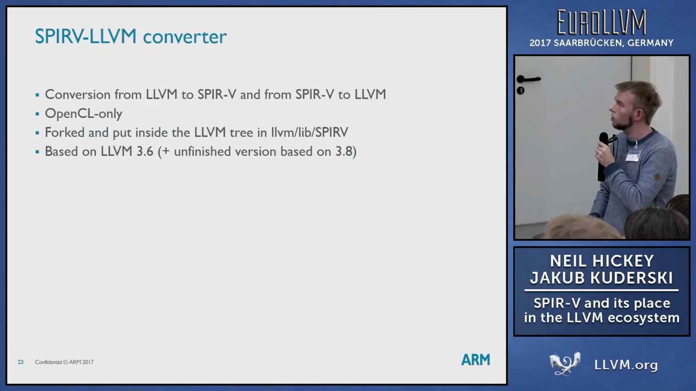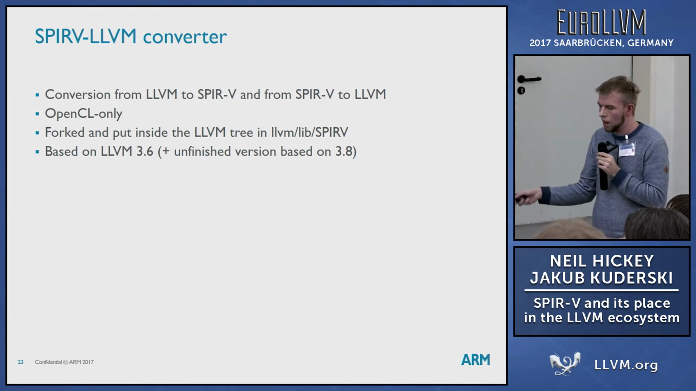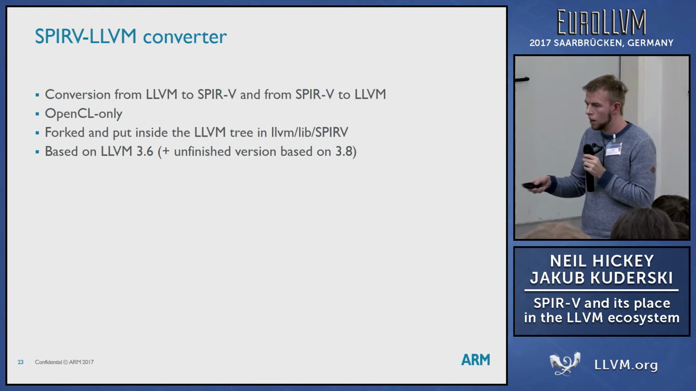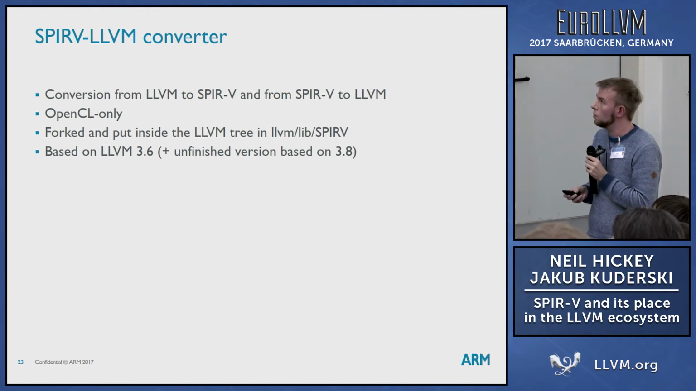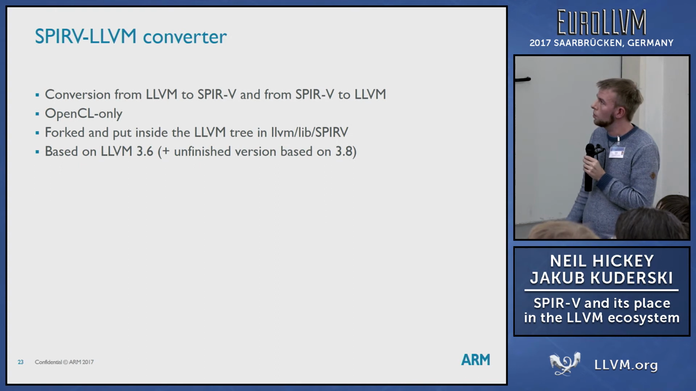There's also this tool called SPIRV-LLVM, which converts between SPIR-V and LLVM. It is advertised as a lossless round-trip conversion, and it's mainly used by the OpenCL Clang-based compiler. It lives inside the LLVM tree, basically a library inside of LLVM itself.